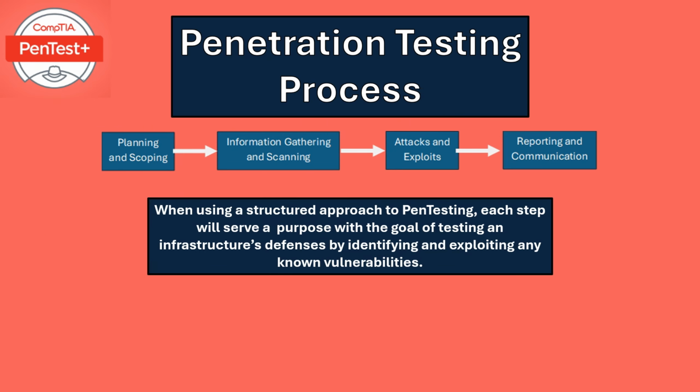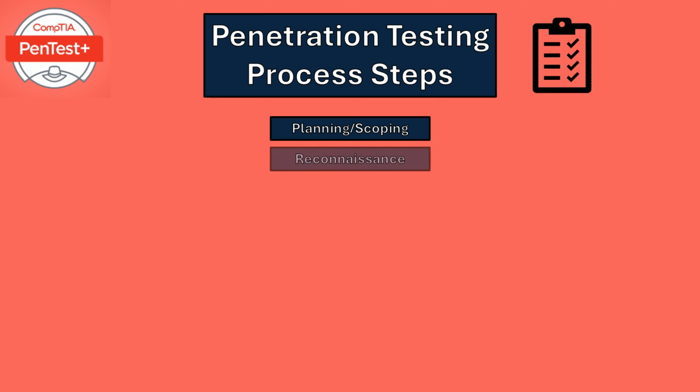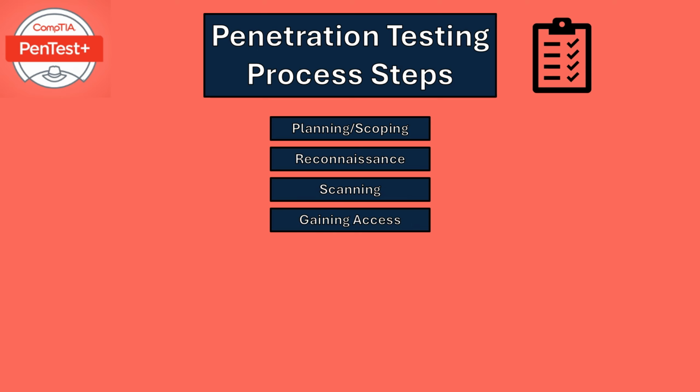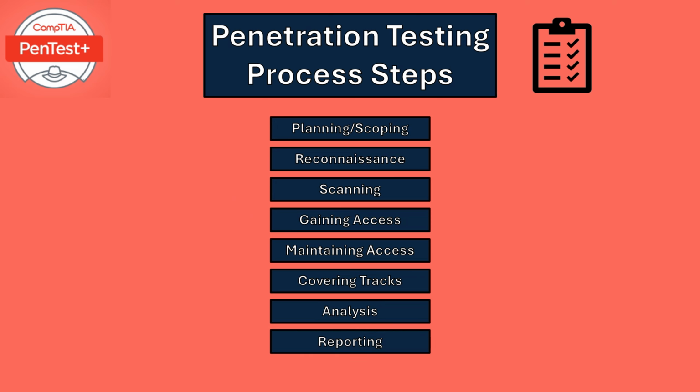When using a structured approach to pen testing, each step will serve a purpose with the goal of testing an infrastructure's defenses by identifying and exploiting any known vulnerabilities. The steps taken during a penetration testing process are planning and scoping, reconnaissance, scanning, gaining access, maintaining access, covering tracks, analysis, and reporting.